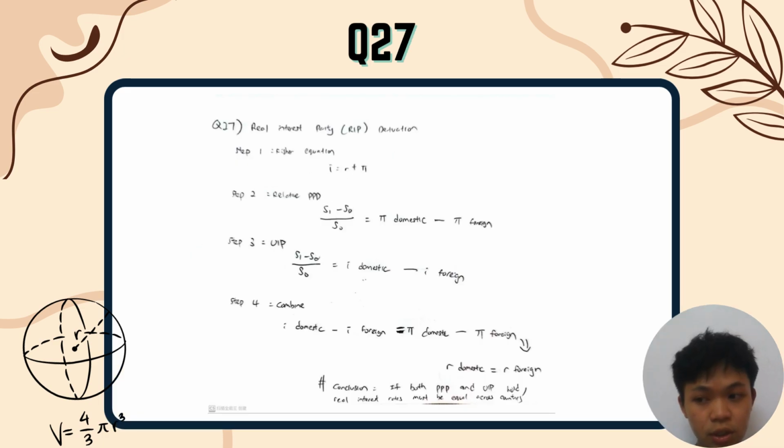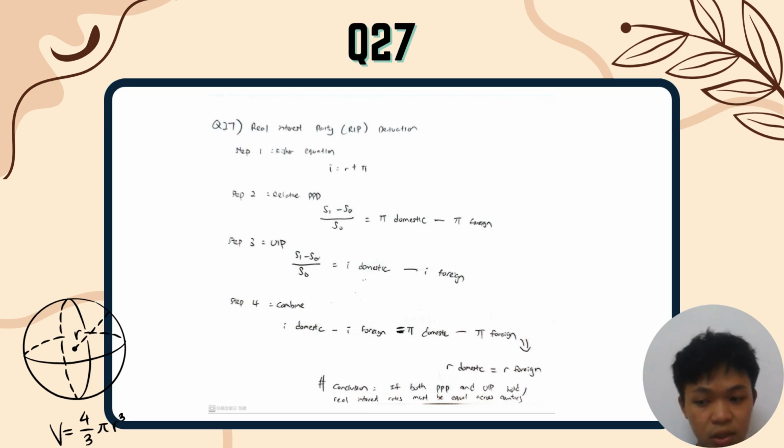The last question is about the real interest parity derivation. First of all, we need to know the Fisher equation. The formula is the nominal interest rate is equal to the real interest rate plus the inflation rate. In step 2 is the relative PPP: the expected future spot exchange rate minus the current spot exchange rate, divided by the current spot exchange rate, is equal to the inflation domestic minus inflation foreign.